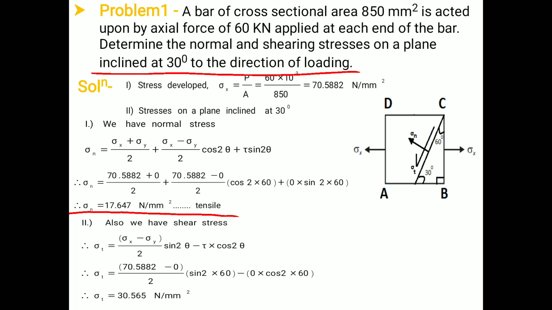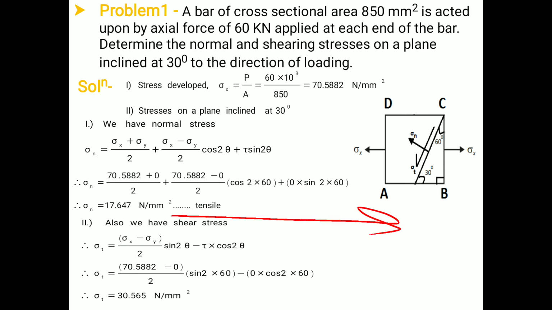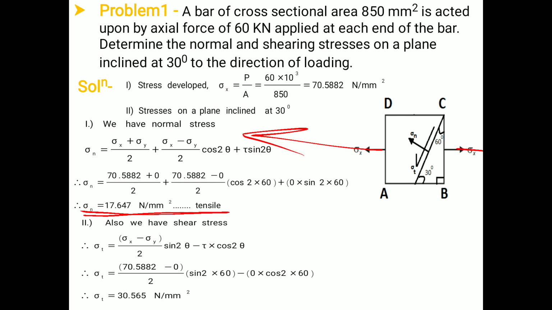Remember this. Okay, so we have normal stress 17.64 Newton per mm square. As it is a positive one, we can say it is tensile in nature. If we have a negative sign, it indicates that it is compressive in nature. Okay, so a positive sign indicates that whatever direction we have assumed for sigma x, that is along this direction, is correct. If we have a negative sign, then we have to change the sense of direction. Okay, so it is very easy.